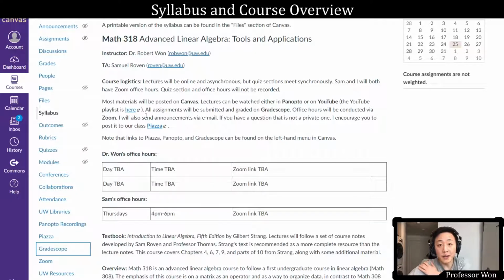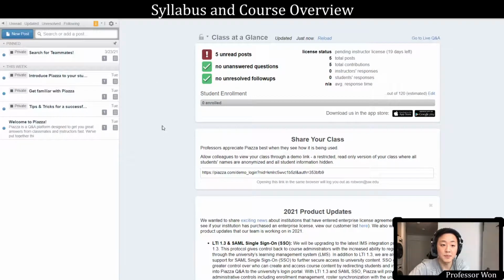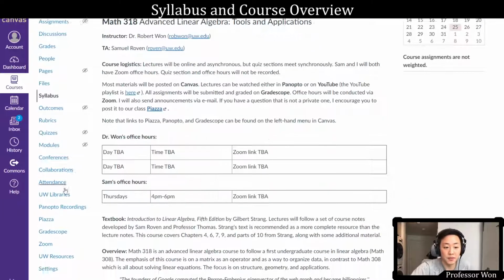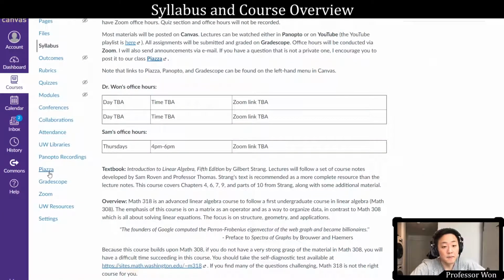If there's a question you have that isn't a private question, then I want you to post it on Piazza. This is the class Piazza, which you can click from here or from the left-hand tab. Because if you post to Piazza, then you can have discussion about it. Your other classmates might be able to answer it. The TA will also be on Piazza. So you'll have a lot more chances at getting help quickly if you post to Piazza, and also other people might have your same question, right?